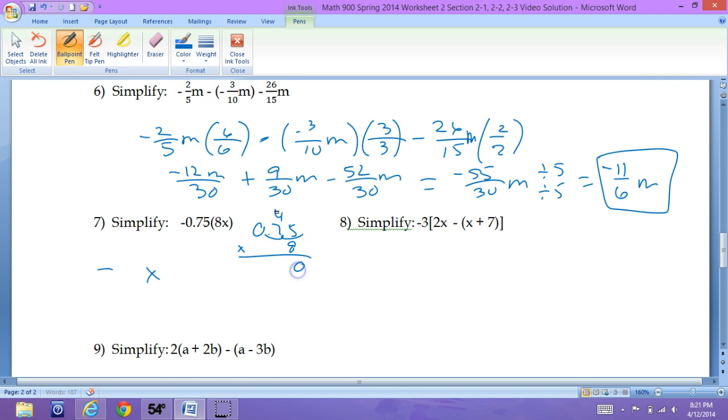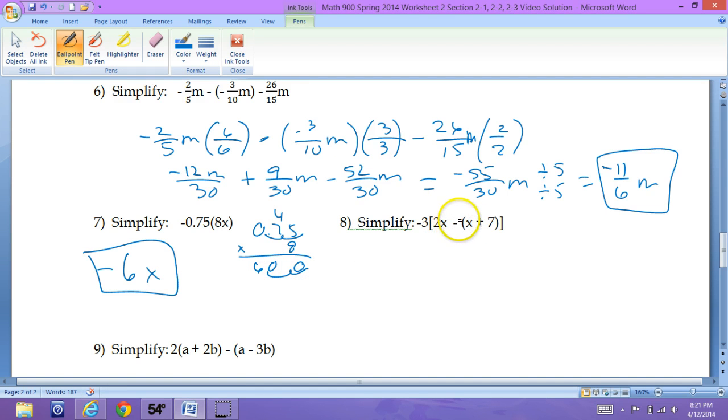So 8 times 5 is 40. 8 times 7 is 56, and that's 60. And there are 2 decimal places. So it's negative 6x. And that's okay if you make a mistake, so long as you can figure it out eventually. You don't need to include the 6.00 because any zeros after the decimal point don't change anything.